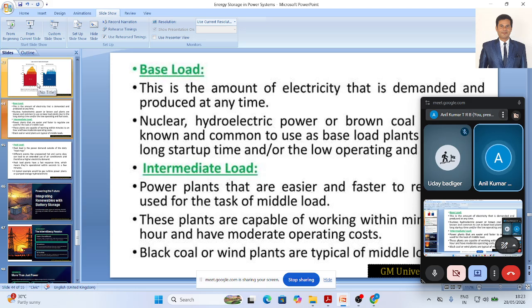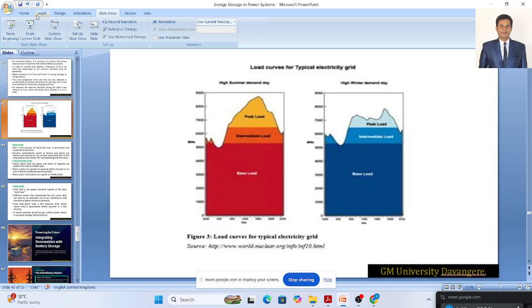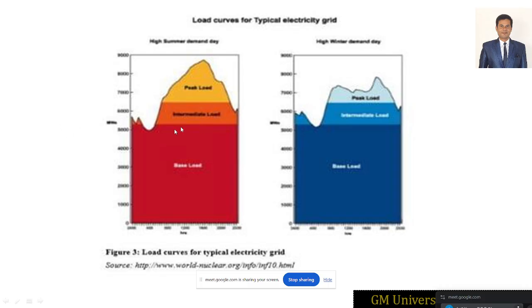Okay, that is the base load, and we're talking about intermediate loads also, right? Now, what is happening in the base load actually? The red mark, what you can see here in the previous slides. Okay, let me show you. So this is the base load, this is the intermediate load, and this is the peak load.